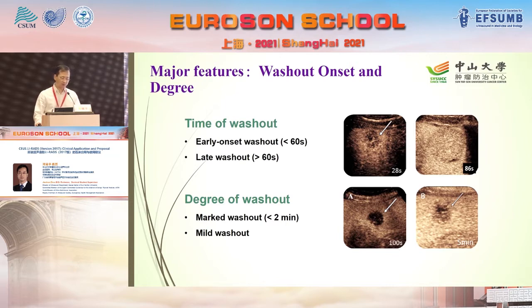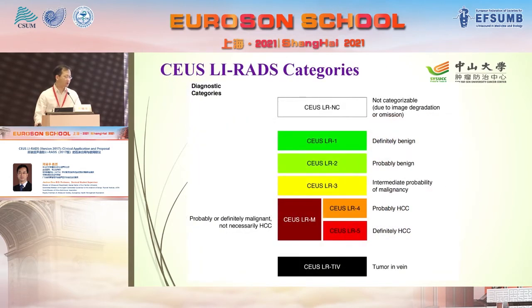In contrast to CT and MRI LI-RADS, CEUS LI-RADS recommends documenting the onset of washout in seconds. If the onset of washout was detected within 60 seconds after microbubble injection, it's called early washout. Otherwise, it's late washout. If washout was present, it's necessary to evaluate the degree of washout. If there is a punched-out appearance within 2 minutes, it's called marked washout. Otherwise, it's mild washout.